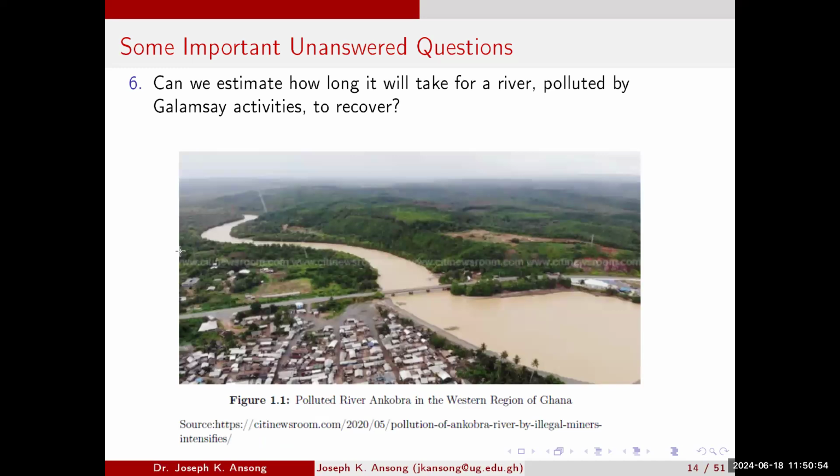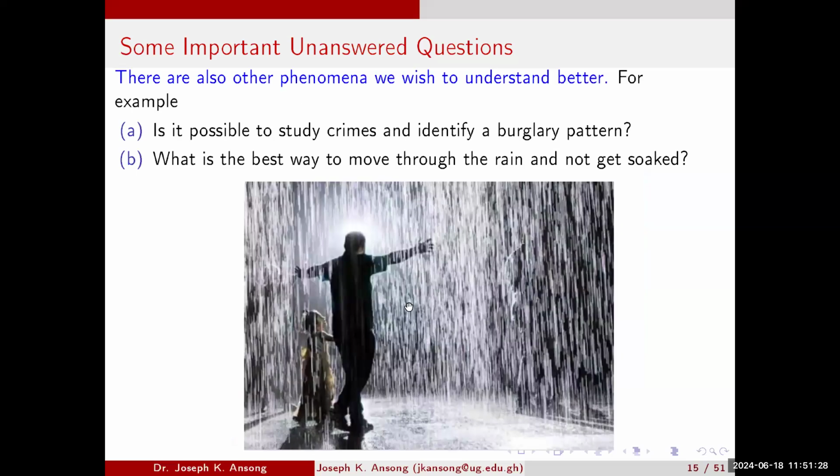Okay, so another unanswered question, another important question, if you like, is can you estimate how long it will take for a river which is polluted by pollutants, due to galamsey activities, to recover? Once this section is polluted, how long will it take for these pollutants, based on the flow of a river, for example, to be gotten rid of? Okay, so these are important questions that you can explore.